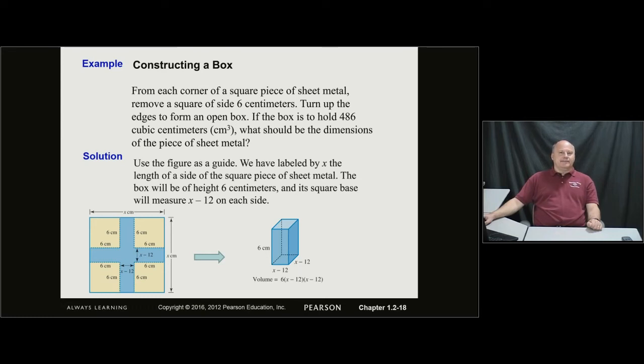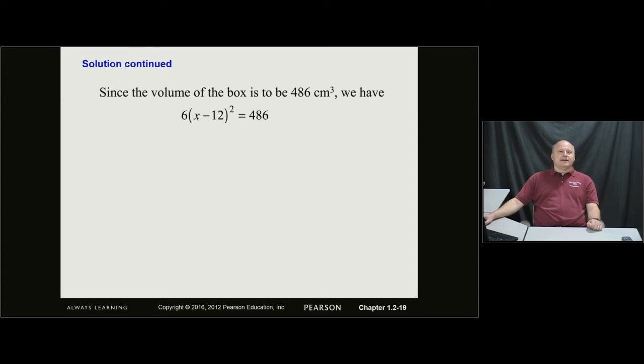Now, how do you find volume? Volume is length times width times height. So the length is X minus 12, the width is X minus 12, and the height is 6. So you multiply those together, and so here's our model. Since the volume of this box is 486 cubic centimeters, we have 6 times X minus 12 times X minus 12, which is 6 times X minus 12 squared, equals 486.